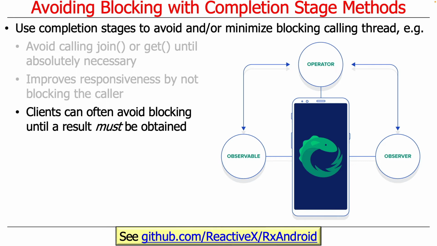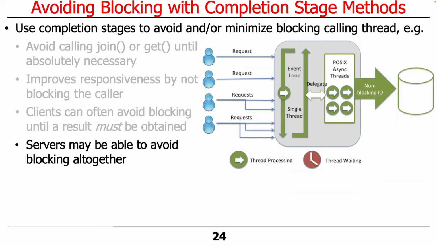Sometimes you can get around that, and that's why we have things like RX Android, which works very well in environments like user interfaces on mobile devices, where you really don't want to block, you just want to be called back when things are done. So sometimes you have to wait, but oftentimes you don't. For servers, in contrast, it's almost always the case that you can avoid blocking altogether. Clients often have to finally wait for something so it can display a result to the user under various circumstances.